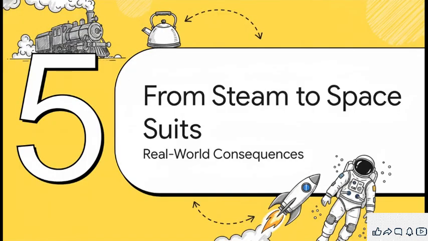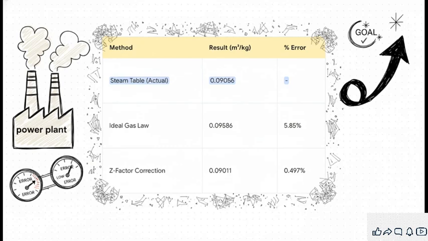Okay, I know, this might feel a little abstract. A letter and an equation, a chart, who cares, right? Well, it turns out that getting this correction right has massive, and I mean massive, real world consequences. Just look at this example with steam. If you use the simple ideal gas law to calculate its volume, your answer is off by almost 6%. Now, that might not sound like a lot, but if you're building a $1 billion power plant, a 6% error is a catastrophe. But look what happens when you use the z-factor correction. The error drops to less than 0.5%. That's an incredible improvement in accuracy.